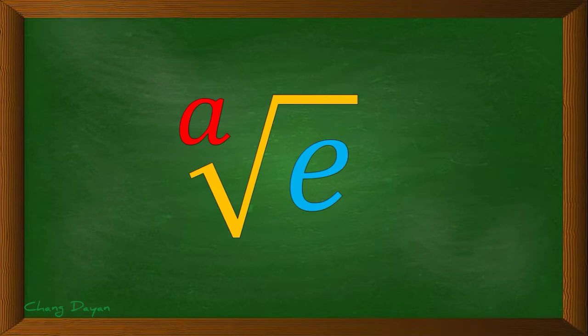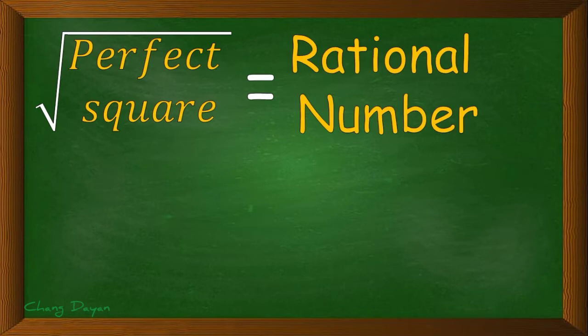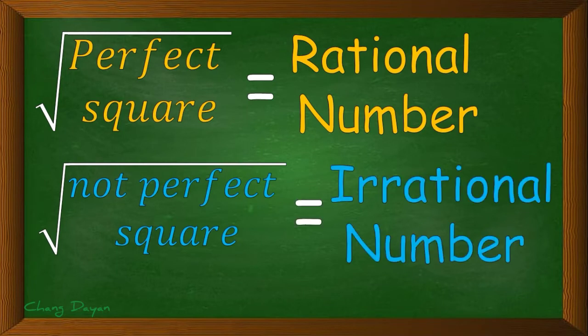Now, let us have this one. Yung symbol na yellow, we call this one as radical symbol. And then yung nasa taas, we call that as index. And then yung nasa inside the radical symbol is what you call the radicand. And always remember, ang square root ng kahit na anong perfect square number ay rational number. Samantala, ang square root ng hindi perfect square ay irrational number.